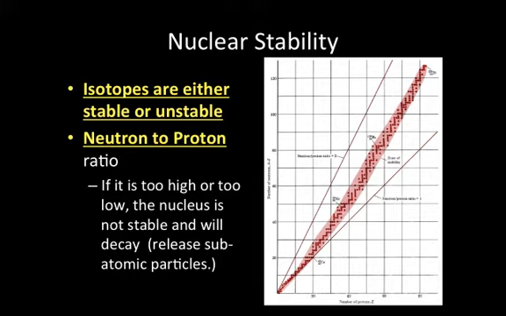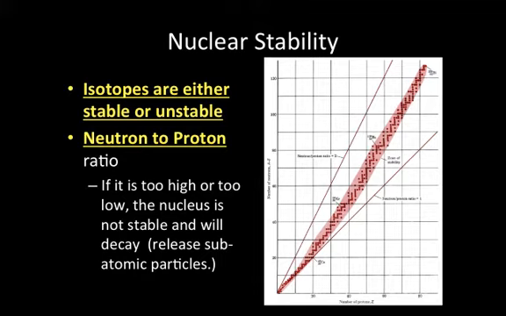The same thing works with atoms. If you have more neutrons and protons, the protons tend to repel each other more, and the neutrons really can't hold the atom together quite as well anymore. So you start to see some decay. If the neutron-to-proton ratio is too high or too low, the nucleus is not stable and will decay. It'll release some form of subatomic particle, either an alpha particle or a beta particle. That's what we'll talk about a little bit later on.